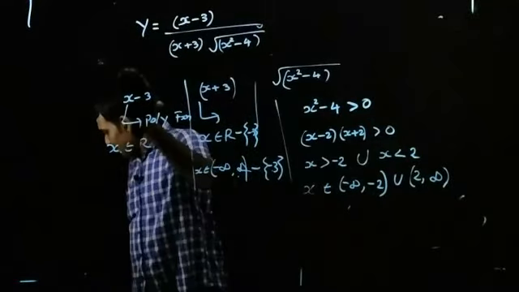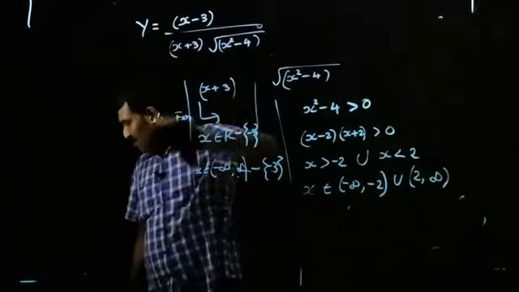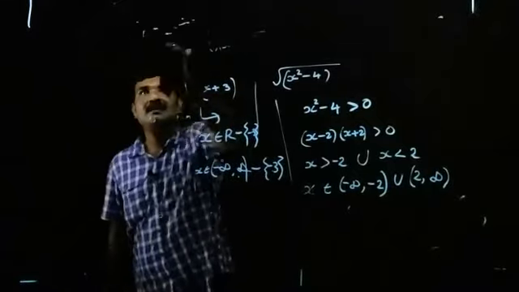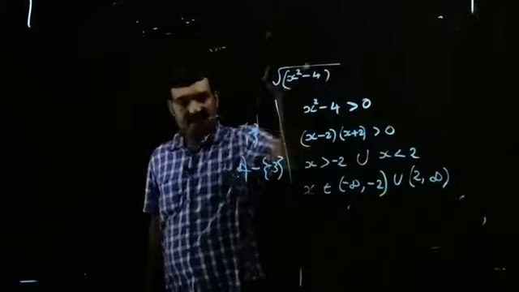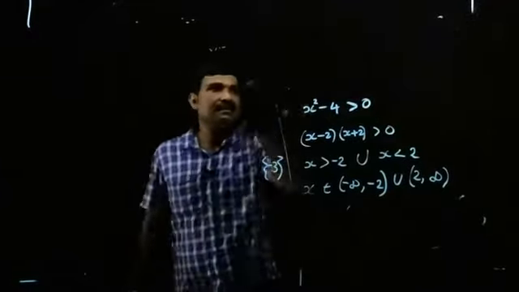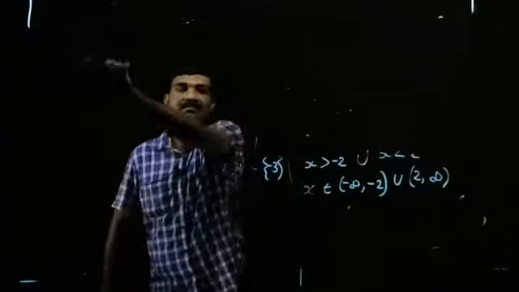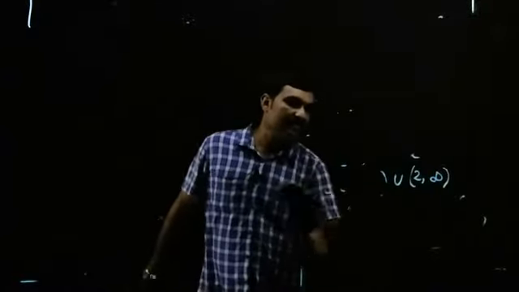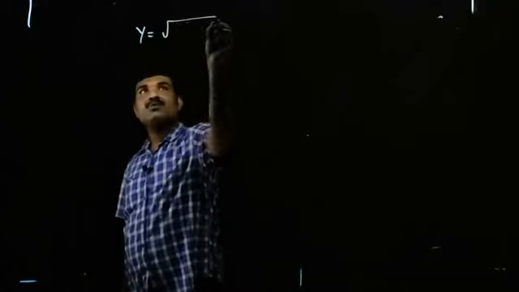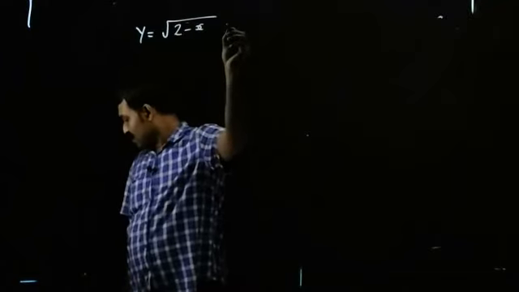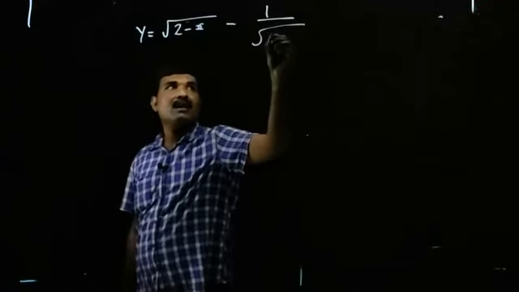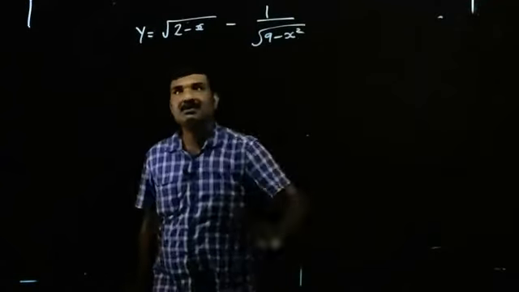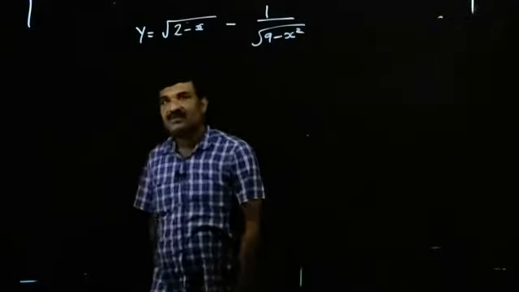Now, we can do another problem related to the same. Suppose we have a function. Now, consider a function y is equal to square root of 2 minus x minus 1 by square root of 9 minus x square. Find the domain of this function.